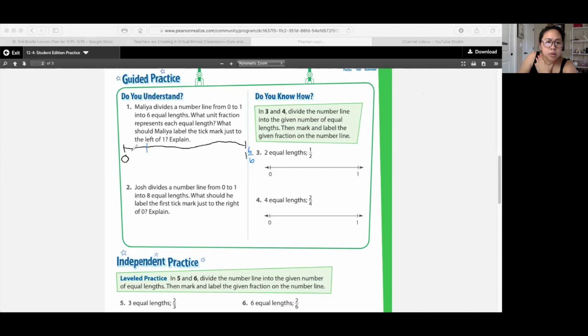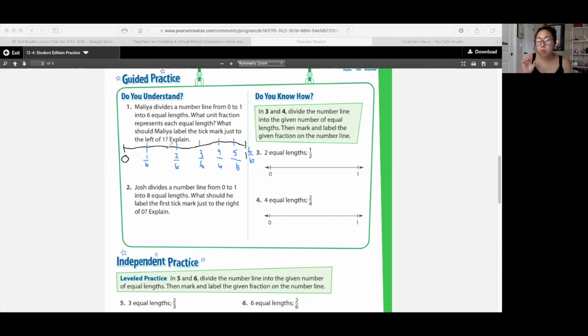So let's go 1/6. It's 1 part. I'm going to try to make this equal because remember your parts need to be equal, but if they don't come out perfect, it's fine. 2/6. 3/6. Oh, I'm going to have to squish my 4/6. But 4/6, 5/6, that's a 5. Doesn't look like a 5 at all. And then 6/6. So what unit fraction represents each equal length?